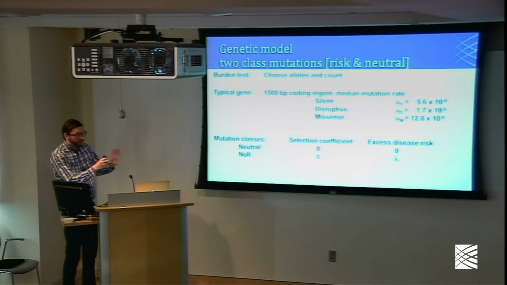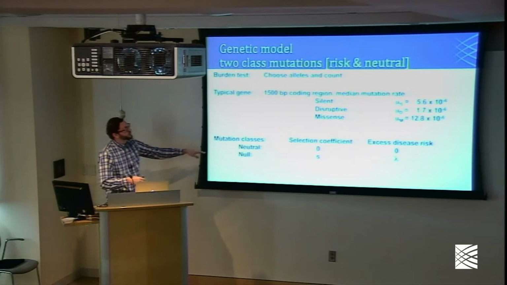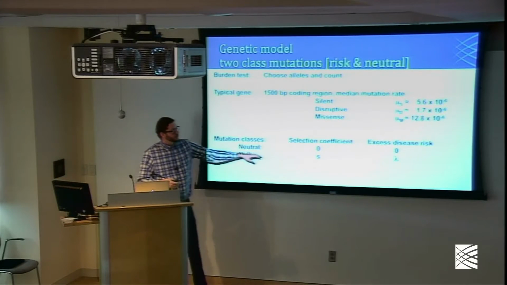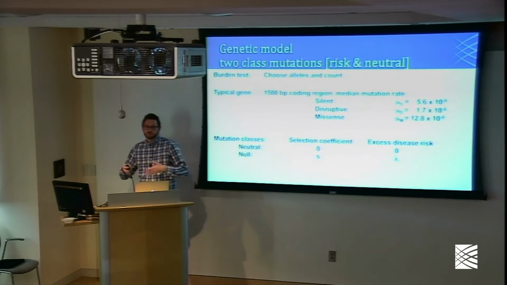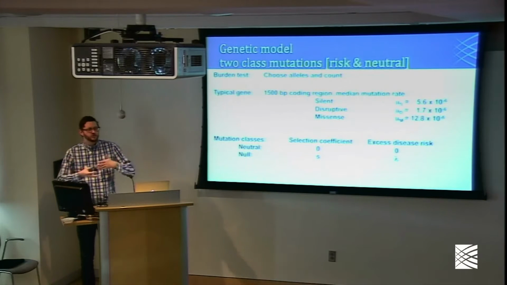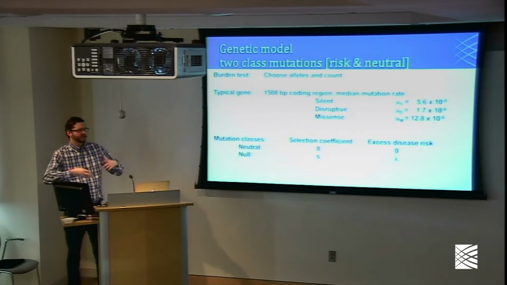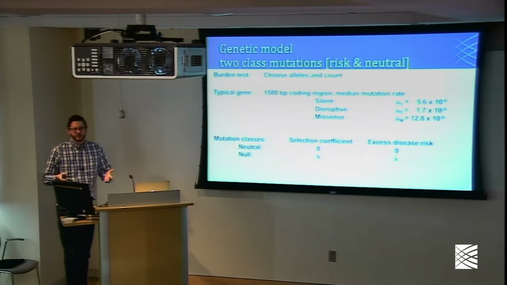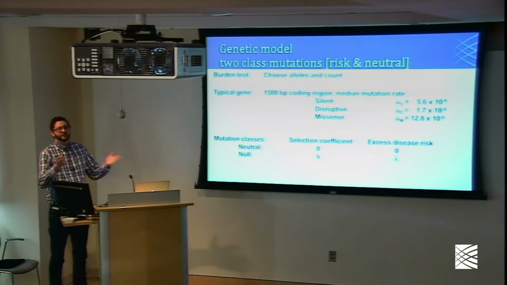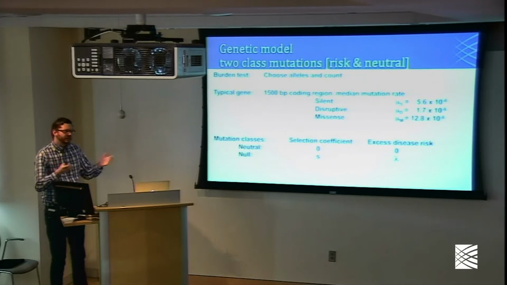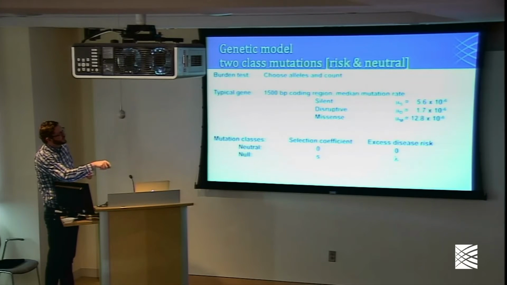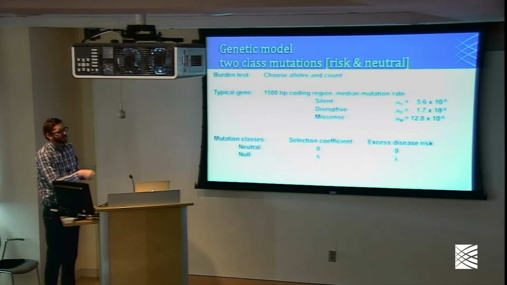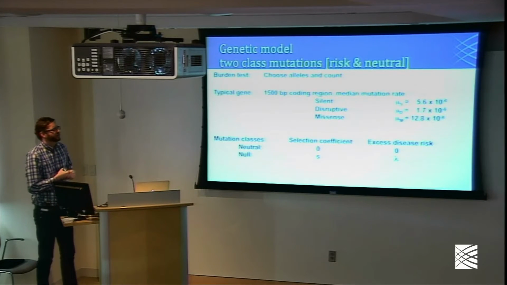So our two-class model is that the neutral variation has no selective coefficient. There's no impact. It's a neutral allele. It's just going to wander around as neutral variation is wont to do in the population and be a consequence of forces like genetic drift and population demography and those kinds of things. And it does nothing with respect to risk, so there's no excess risk conferred as a function of this.